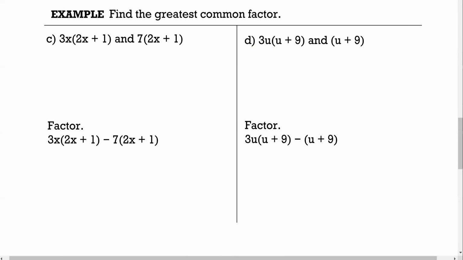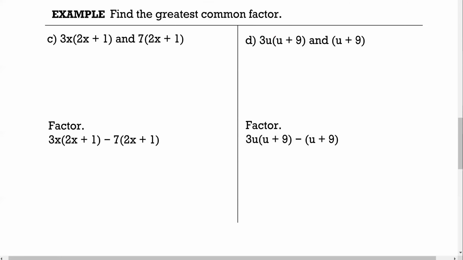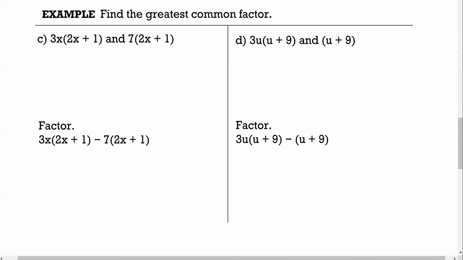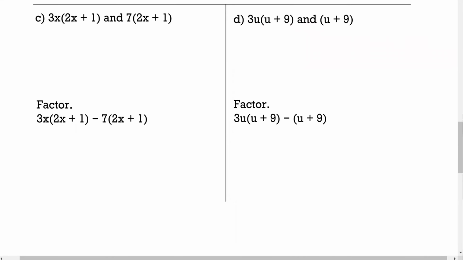All right, let's consider the example 3x multiplied to the quantity 2x plus 1 and 7 multiplied to the quantity 2x plus 1. So let's think about, okay, what is our GCF? Well, 2x plus 1 is the GCF. I'm going to put it in parentheses just for emphasis. There's our GCF.